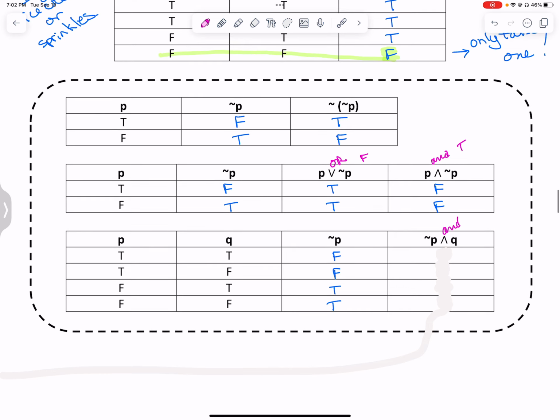So remember, and is true only one time. And when is it true? When they're both true. So this one right here is the only one that should be true, right? All the rest of them should be false. And that is correct.